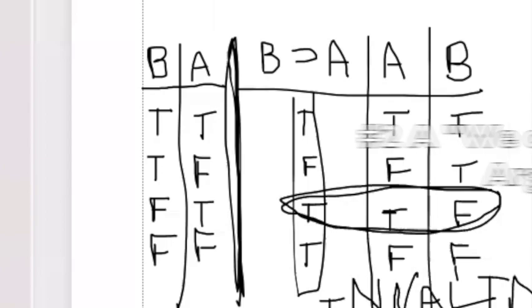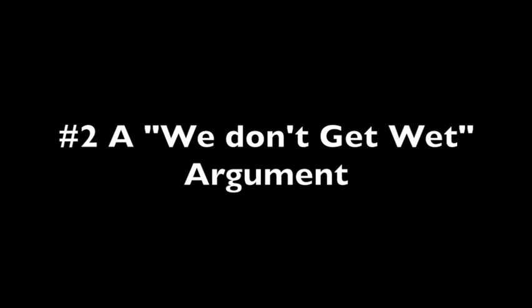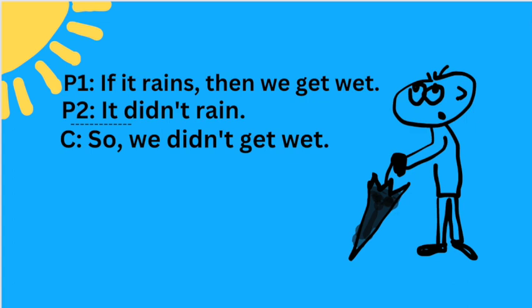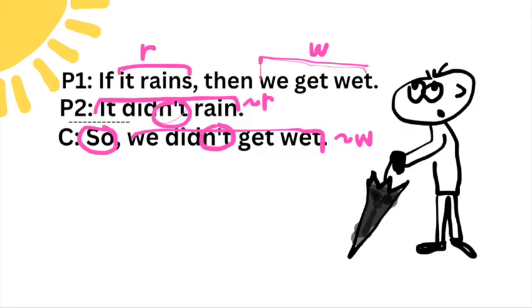And that's it. A we don't get wet argument. Premise 1, if it rains, then we get wet. Premise 2, it didn't rain. Conclusion, so we didn't get wet. So now we have to bracket the simple sentences. With P1, you can see I named it rains R. I named we get wet W. Now look at P2. For it didn't rain, I've already named it rained R. So it didn't rain is represented squiggly line, that's the tilde, R.